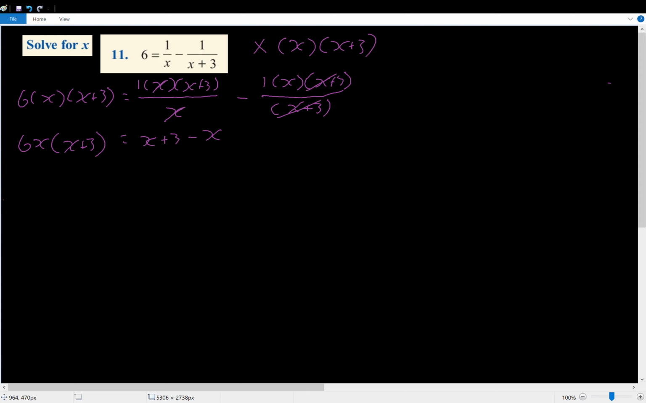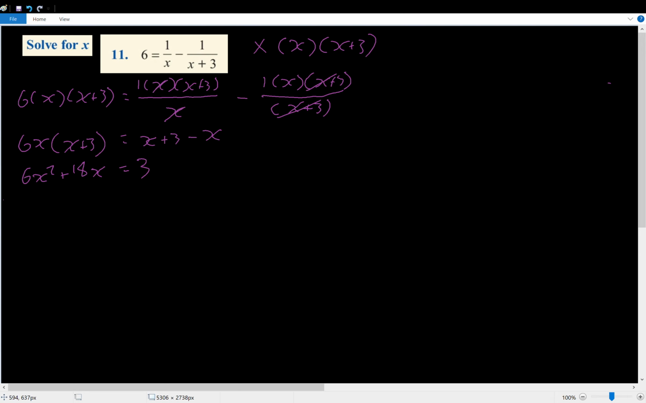Now we can tidy up a little bit more. We can multiply our bracket out on the left, in which case we get 6x squared plus 18x is equal to, and then on the right hand side we have an x and a minus x, so they cancel each other out and we just get left with 3.